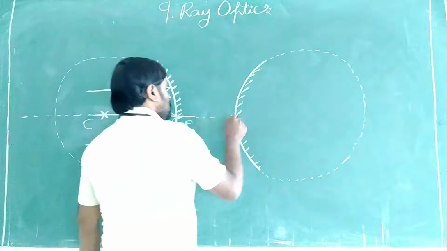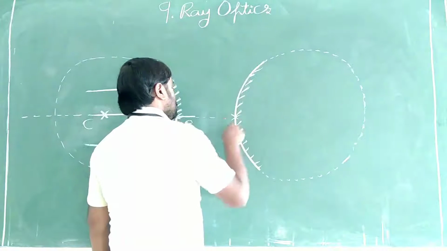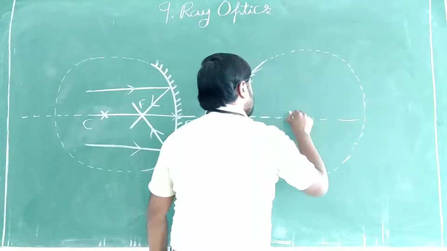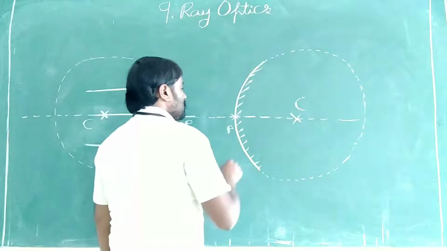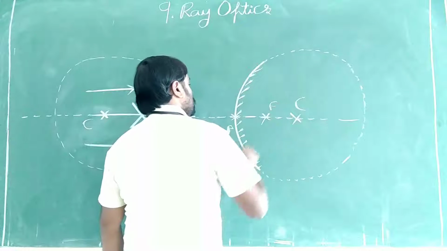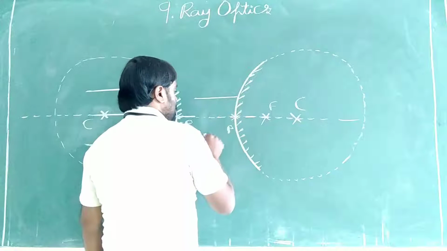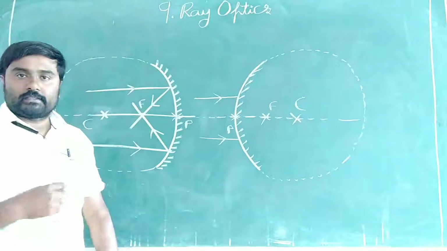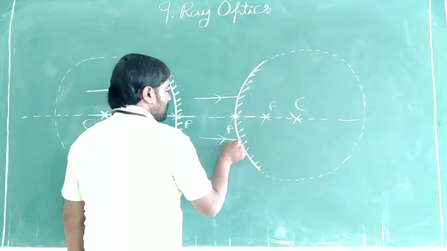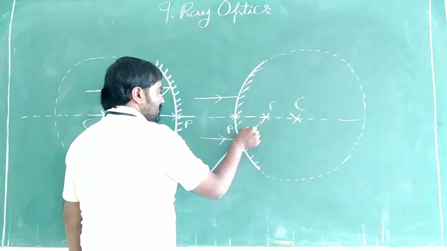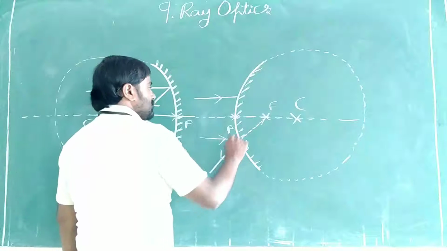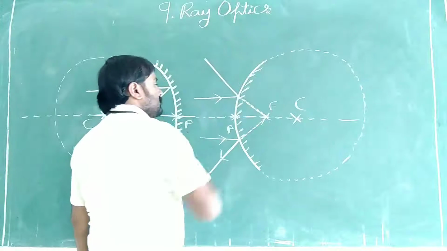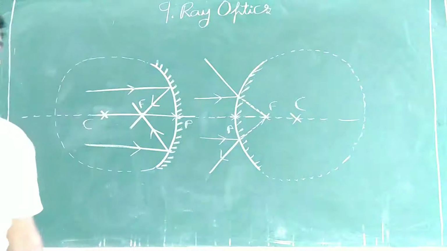Okay. So here this is the pole of the convex mirror. And this is the center of curvature of the convex mirror, and this is the principal focus. So when a parallel beam of light is incident on the silver surface of the convex mirror, after reflection the reflected rays appear to diverge. The reflected rays appear to diverge from the virtual focus.